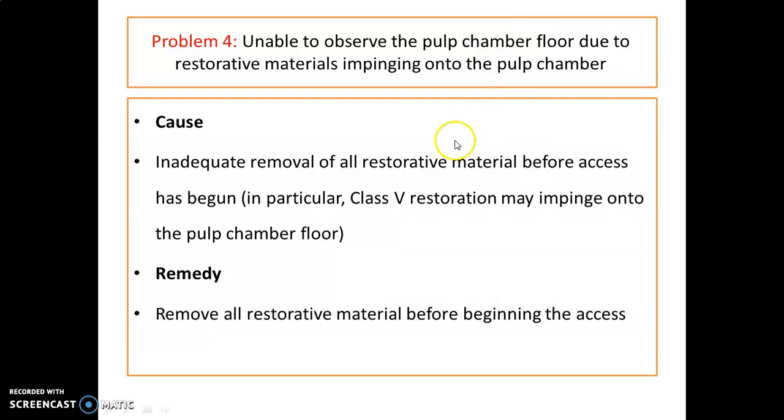Now problem number 4: unable to observe the pulp chamber floor due to restorative material impinging onto the pulp chamber, mostly seen with class 5 restorations. Why? Because you have not removed the restorative material before access has begun. So always remember this law, aspirants: you have to remove all the restorative materials before beginning the access.